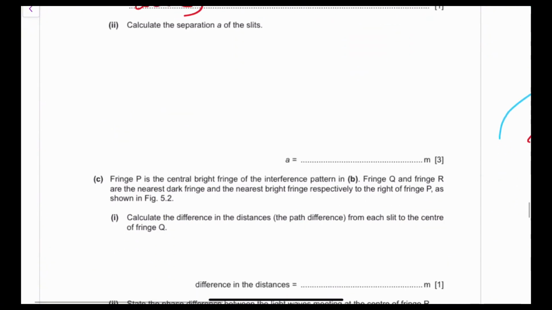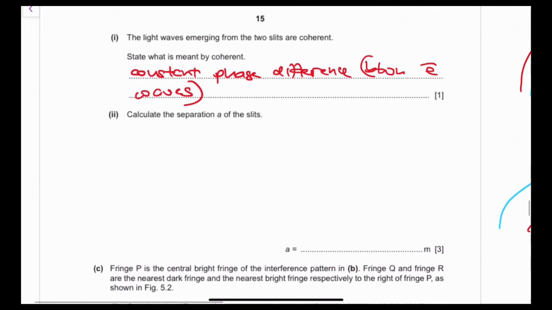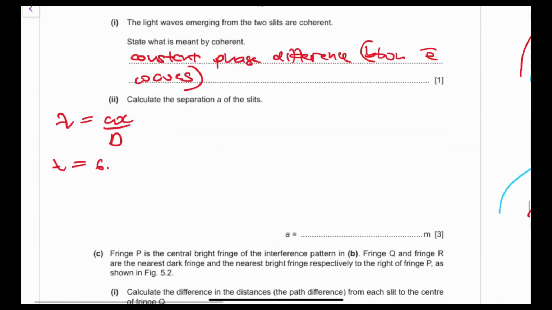The next question, we've been asked to calculate the separation a of the slits. Whenever you see these questions on double slit experiments, I would highly encourage that you just know this formula: lambda is equal to ax over D. So with this formula, always list all the things that you're given. Are we given lambda? We're given lambda to be 6.2 times 10 to the power of negative 7.